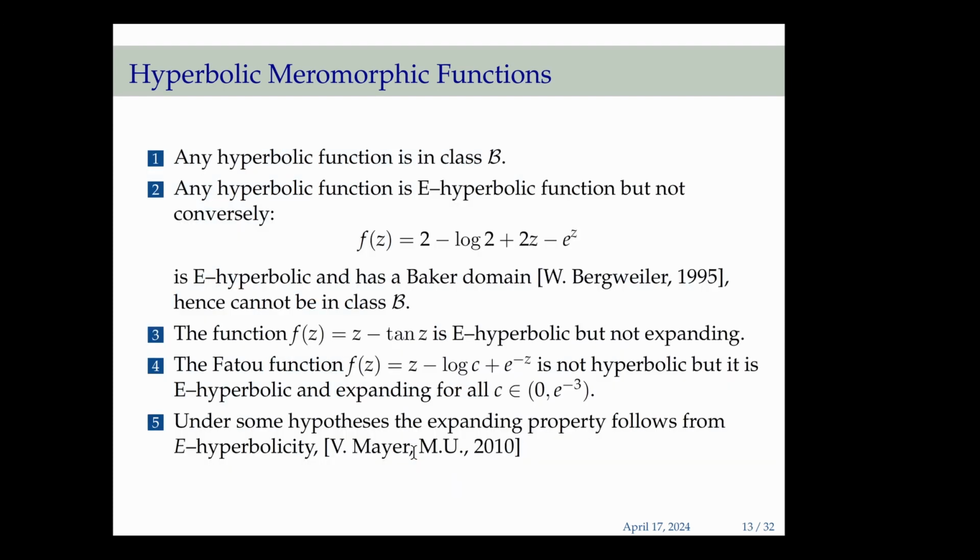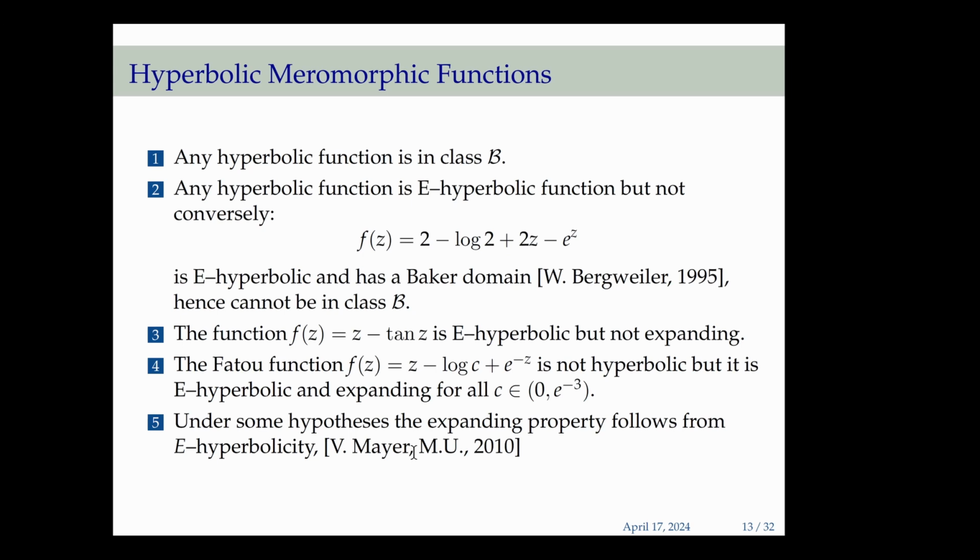So now, okay, any hyperbolic function is class B. Any hyperbolic function is E-hyperbolic, but not conversely. So this function f of z equals 2 minus log 2 plus 2z minus e to z is E-hyperbolic, but it has a so-called Baker domain, and therefore it cannot be in class B. It is not difficult to see that class B does not allow Baker domains. The function f of z equals z minus tangent of z is hyperbolic but not expanding.